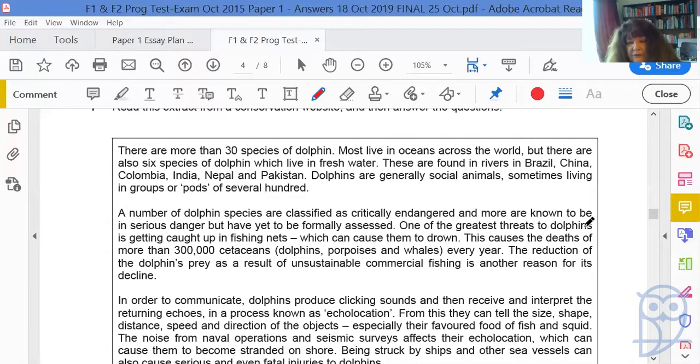One of the greatest threats to dolphins is getting caught up in fishing nets, which can cause them to drown. This causes the deaths of more than 300,000 cetaceans, i.e. dolphins, porpoises, and whales every year. That's a lot of ones to die. The reduction of the dolphin's prey as a result of unsustainable commercial fishing is another reason for its decline. Note the difference between dolphins' prey, the food that they eat, as compared to the verb pray, speaking to your God of some kind, okay?